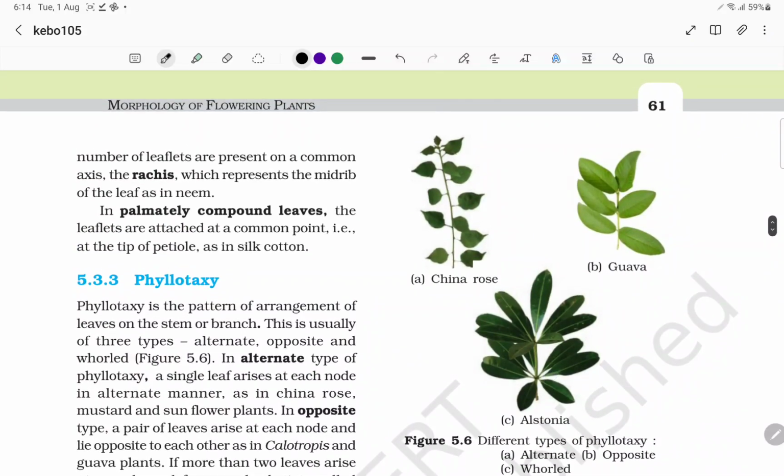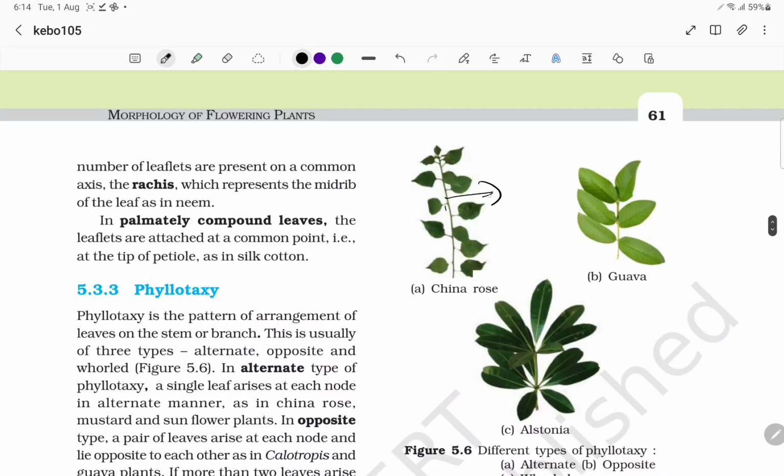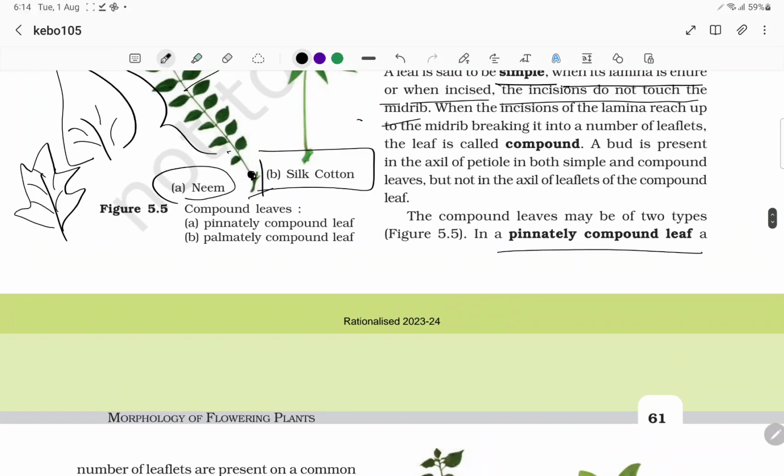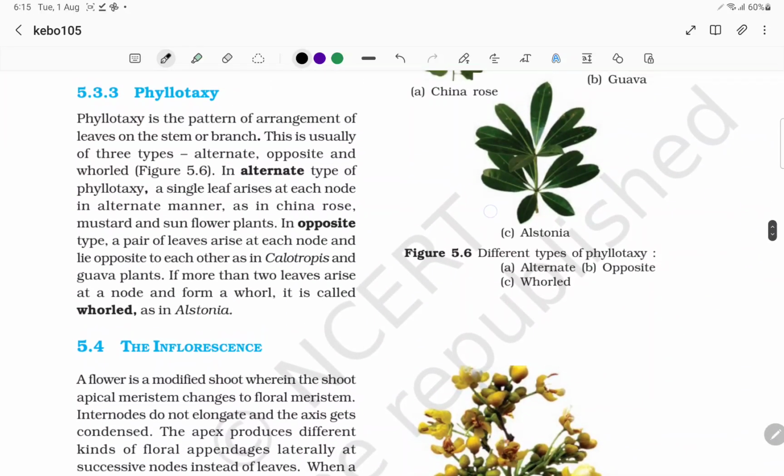And the next thing, the number of leaflets present on the common rachis. So this common axis we call the rachis. Sorry, this is a solitary leaf, and this we call the rachis. Whatever you are seeing here is the rachis. This is a simple leaf only. So the midrib of the leaf, as in neem. In palmately compound, the leaflets are attached to a common point, the tip of the petiole. So this is the tip of the petiole where they are attached. Example, silk cotton.